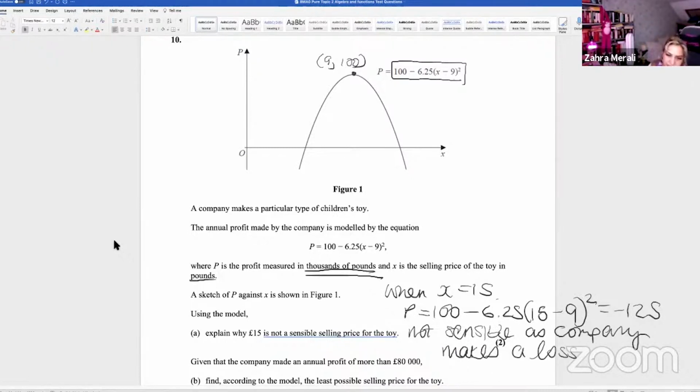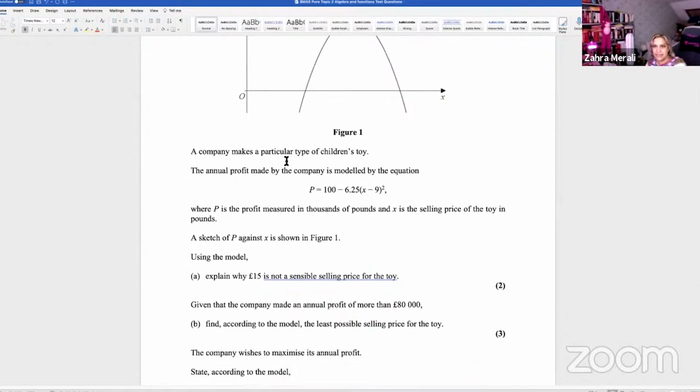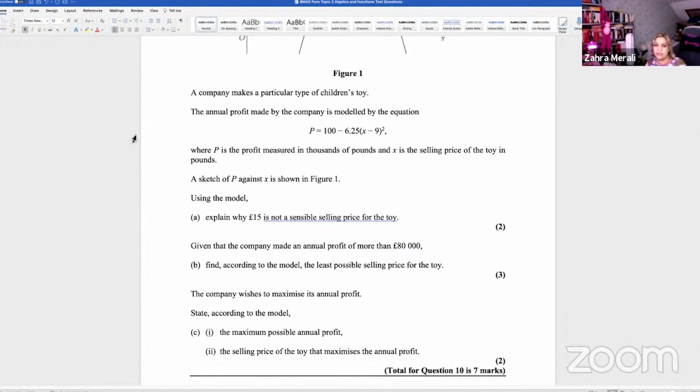Given that the company made an annual profit of more than 80,000. Now, this was, I think, the 2018 paper. I can't remember, anyway. But I know when we marked it, this was one of the questions I had to mark in the exam. The amount of people that made the profit equal to 80,000 and didn't recognize it was thousands of pounds caused them to lose marks. And I know in an exam, that's why these sorts of things are important. Read the question, underline things like this. So it's in thousands of pounds.